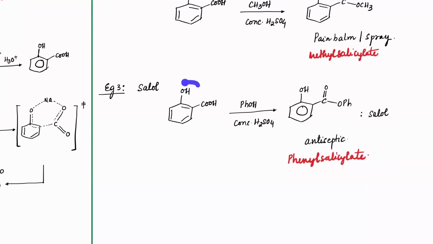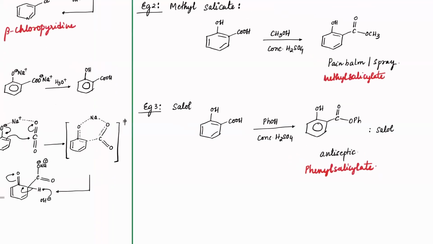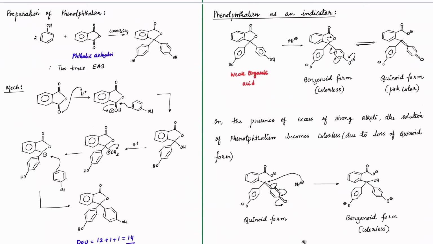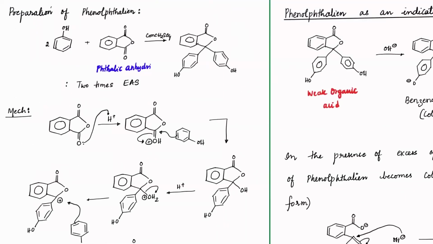Next, Salol. Salol is this compound where when you react with phenol, again an esterification happens between acid and alcohol here. So that converts into phenyl substituted salicylate, and that is used as an antiseptic, whether it is Dettol, Savlon, in all of that, we'll use it as Salol. So that is phenyl salicylate. So these are important preparations. Please make sure that you are aware of how aspirin, methyl salicylate, and Salol are prepared. Simple EAS reactions. The next one is preparation of phenolphthalein.